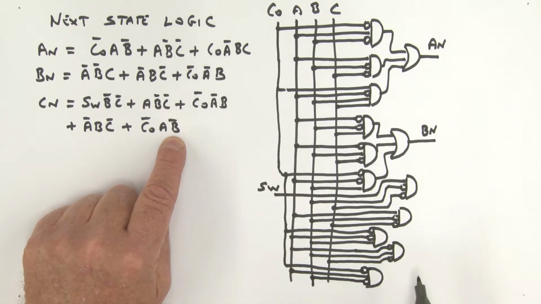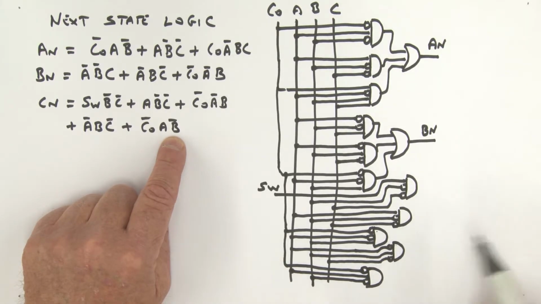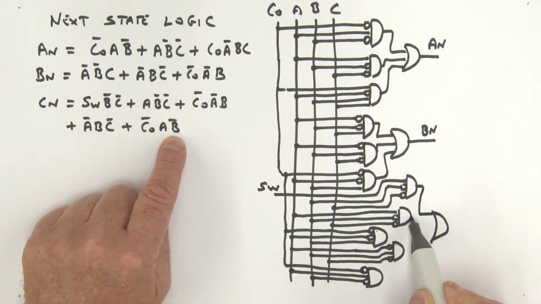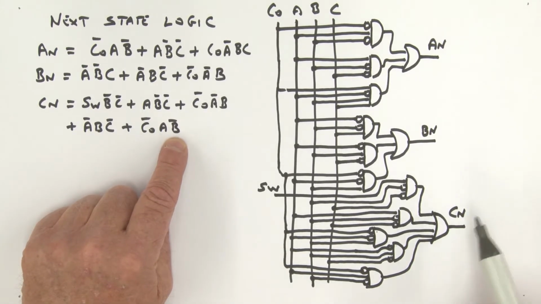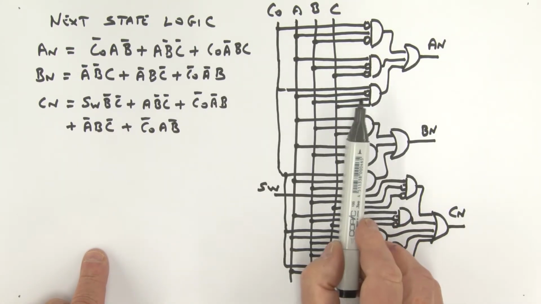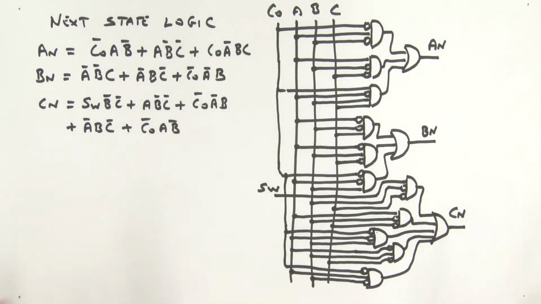So I'll bubble this. Okay, these get basically ORed together. So 1, 2, 3, 4, 5 here. I'm just going to show this as a single OR gate like this. So there's my OR gate. I'm going to feed in each one of these product terms like so, and like so. And that, of course, is producing my CN. So here I have basically an AND OR implementation of my next state logic, which is AN, BN, and CN.